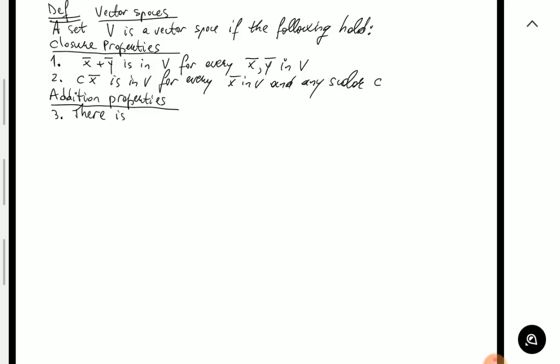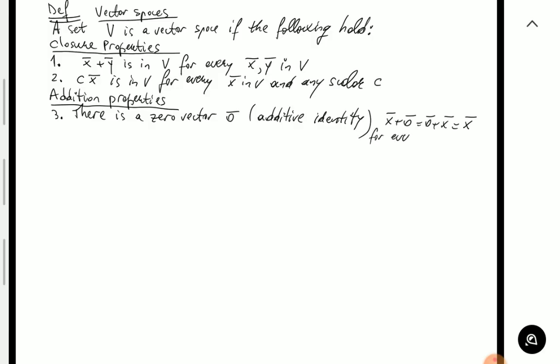There is a zero vector, zero bar, also named additive identity. That means there has to be a vector, sometimes denoted by zero bar, that has the role of additive identity. What does that mean? It means that if you take a vector and you add to it this zero vector, you should end up with the same thing, right? So x plus zero bar equals zero bar plus x equals x for every x in V.